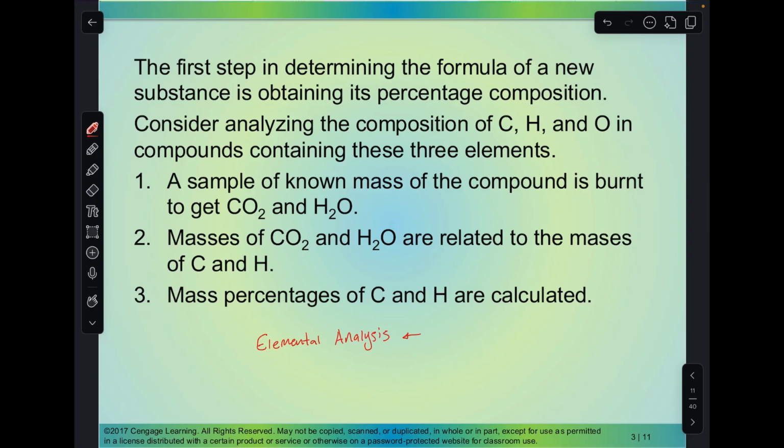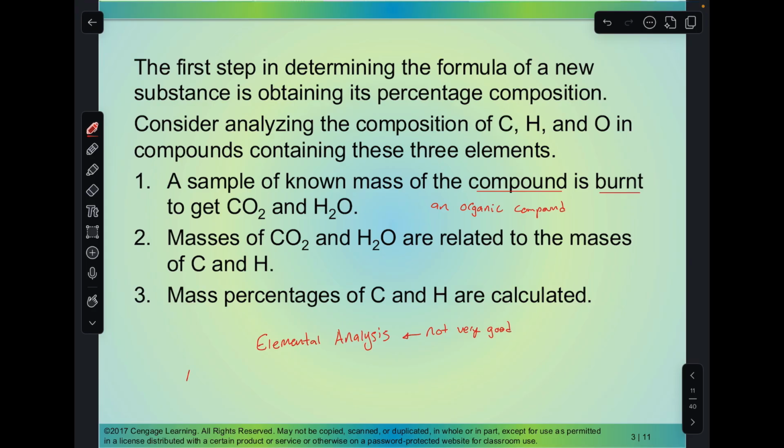So a sample with a known mass of the compound is burnt. So this is specifically an organic compound. And it's burnt, which means it undergoes a combustion reaction. So just as a reminder, I'll put "not very good." I'll just put that there so that I have a reason to have that written there.